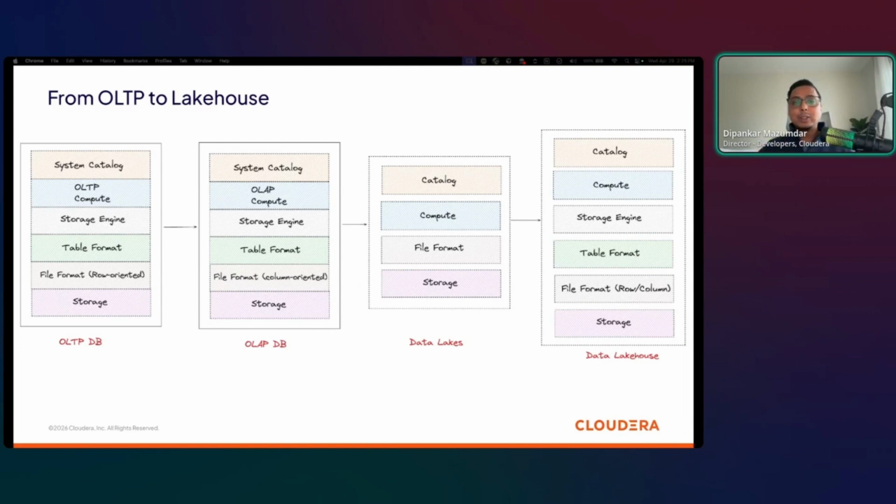So to answer this, let's quickly walk through how the architecture has evolved over a period of time, right? So we can understand what openness has meant over time. Starting with OLTP systems, on the left, these are obviously your traditional relational databases. And if you break down an OLTP system, you will find the key components like storage, file format, table format, storage engine, and the catalog, and all of these things are tightly bundled into one single system, right?